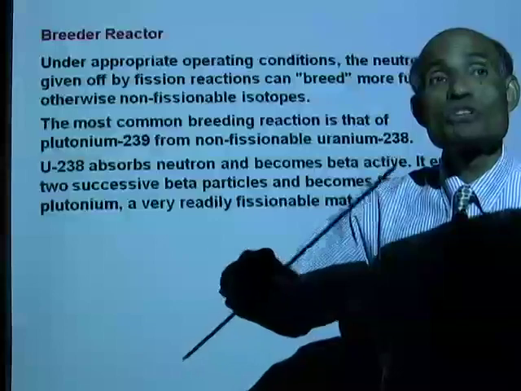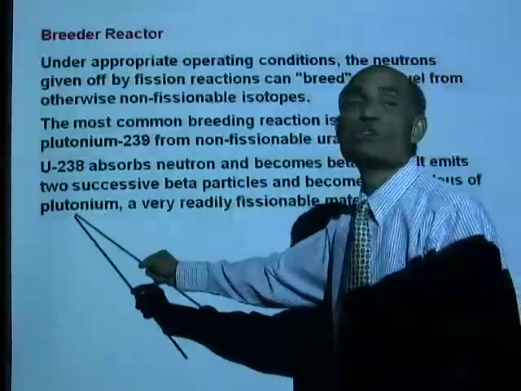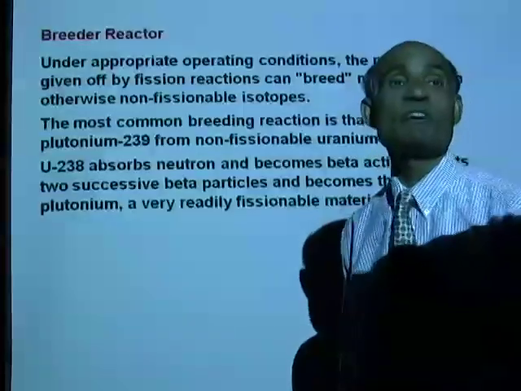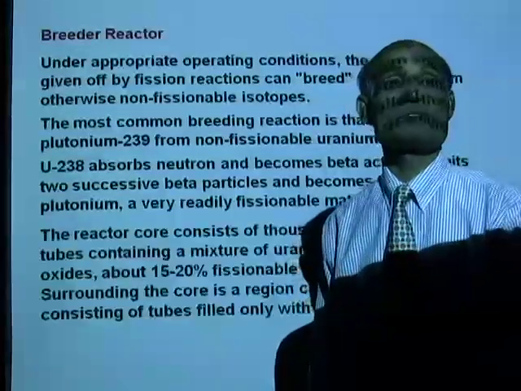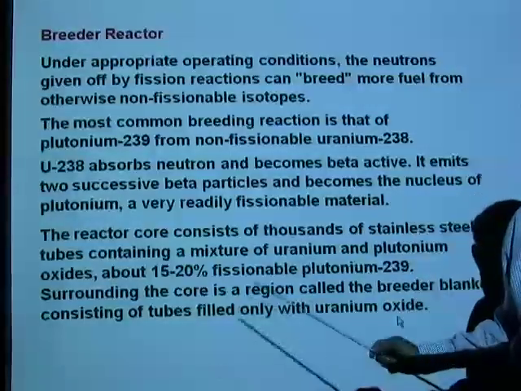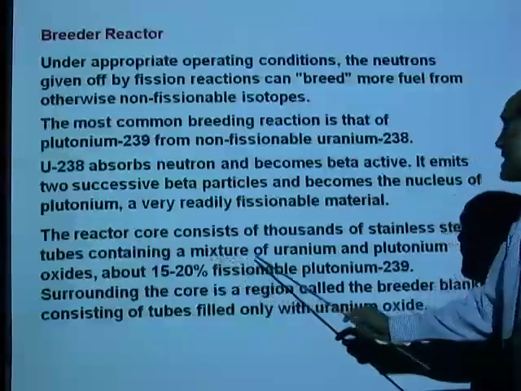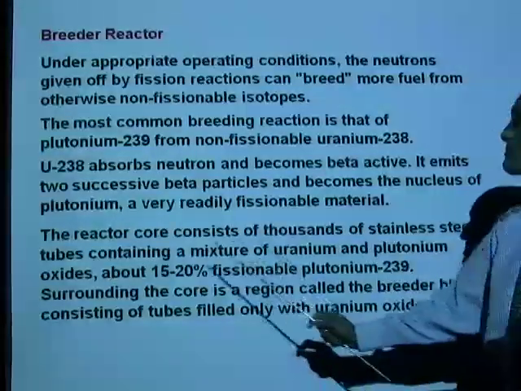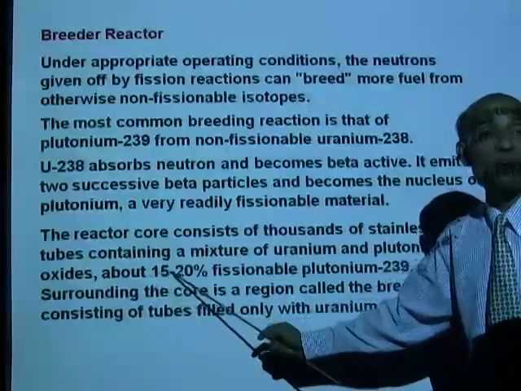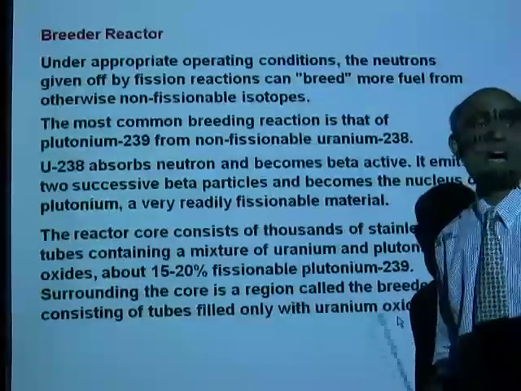It emits 2 successive beta particles and becomes a nucleus of plutonium, a very readily fissionable material. Now, the reactor core consists of thousands of stainless steel tubes containing a mixture of uranium and plutonium oxides, about 15 to 20% fissionable plutonium-239.